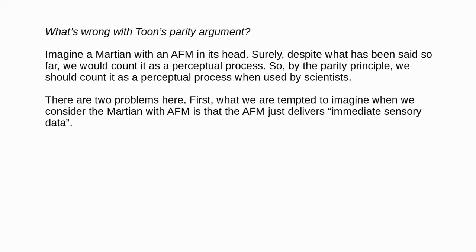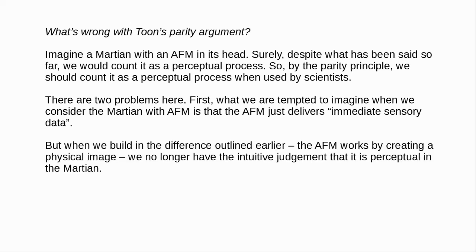But this is just to ignore the difference that I have outlined earlier, namely that the atomic force microscope, unlike the optical microscope, produces an artifact. And when we adjust the thought experiment to account for this difference, I would submit that we don't have the intuitive judgment that the Martian with the atomic force microscope in its head is actually perceiving anything. When we build into the thought experiment the point that the atomic force microscope works by creating a physical image, I think we no longer have that intuitive judgment that it is a perceptual process in the Martian. So I think it's best to see this by considering a slightly different example.